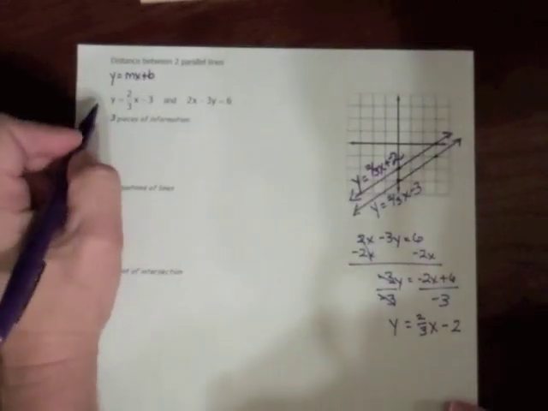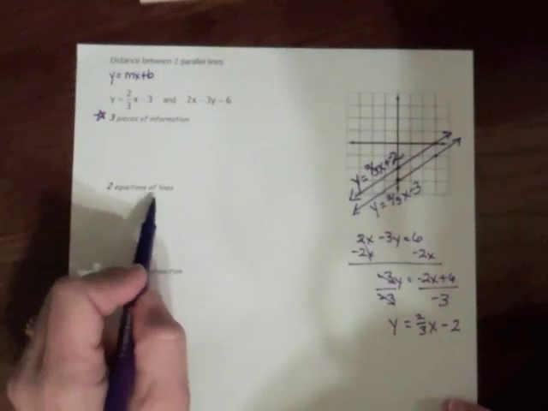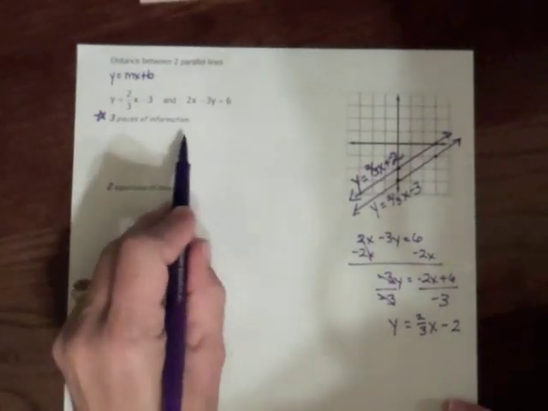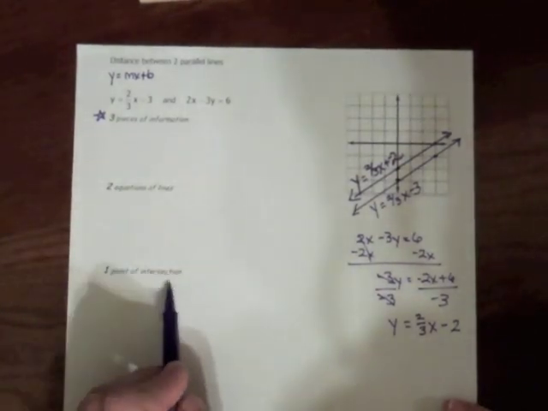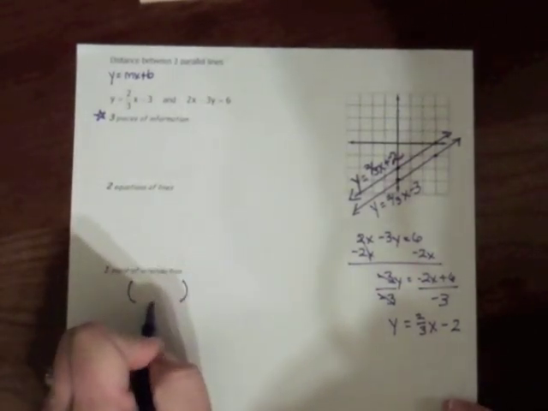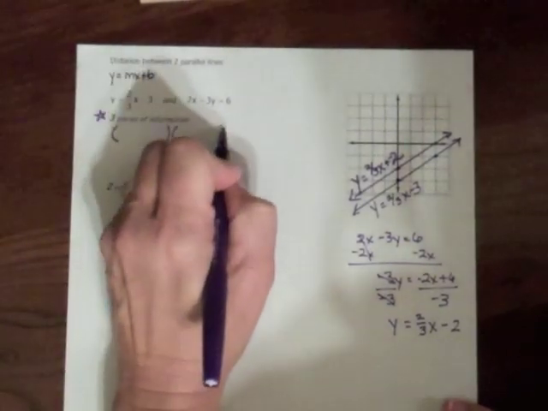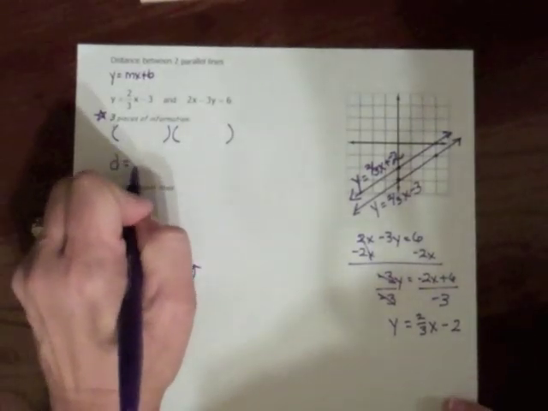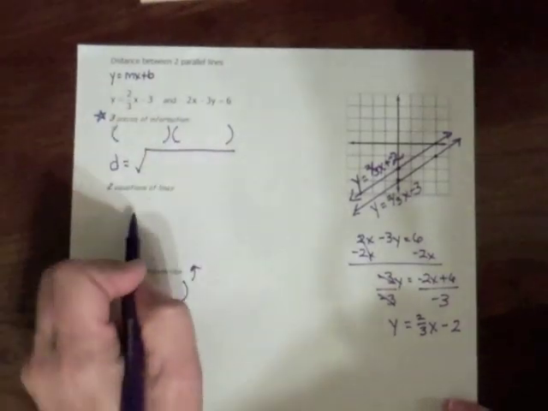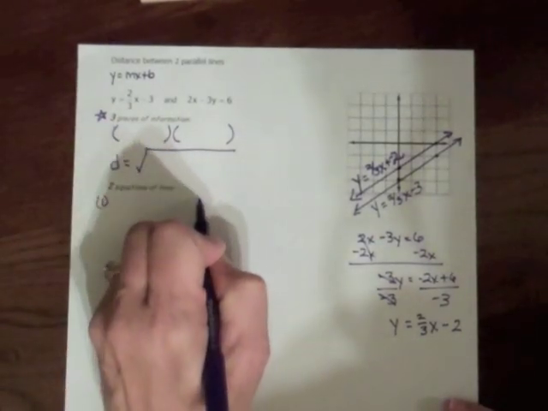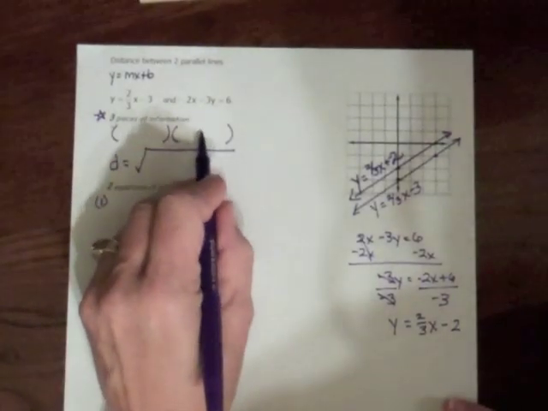So we're going to again follow our little rhyming device. We need 3 pieces of information: 2 equations of lines, 1 point of intersection, go back, plug it in. Alright, now our 3 pieces of information are our 2 points. And then we're going to use the distance formula to figure out what the distance is between these 2 points. And then we're going to have 2 equations of lines, and 1 point of intersection is what we'll get, and we'll go back and plug it in here.